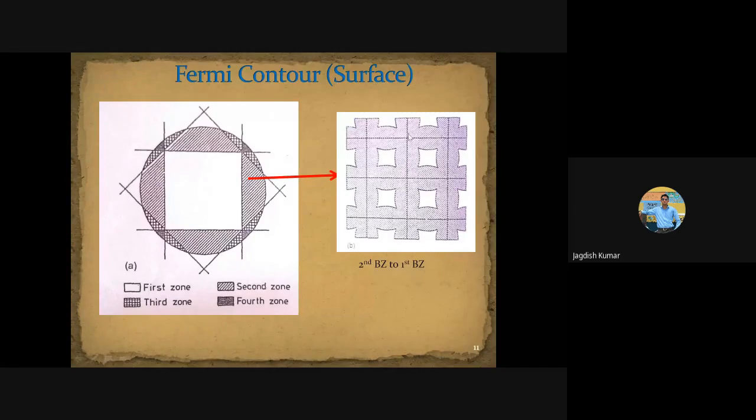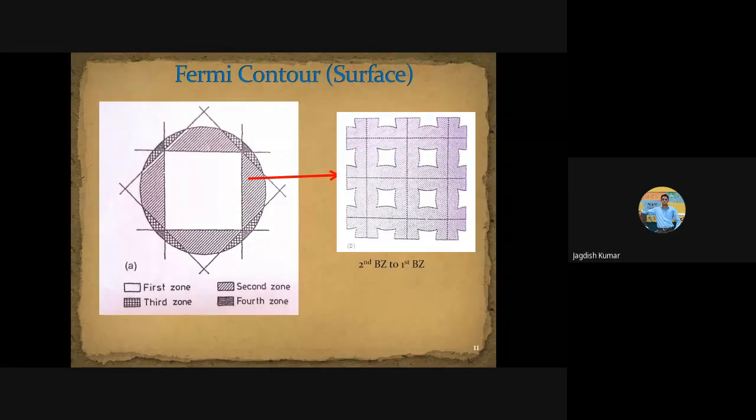So this is your full reciprocal lattice. This is your center point. This portion is coming from this part. This part actually appears here, right? This part is coming from something else, and so on. So this is how we can transform information from the second Brillouin zone to the first Brillouin zone.